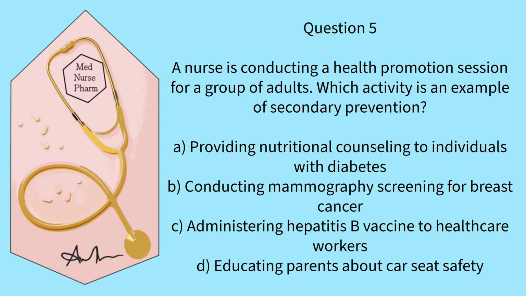Question 5. A nurse is conducting a health promotion session for a group of adults. Which activity is an example of secondary prevention? Providing nutritional counseling to individuals with diabetes, conducting mammography screening for breast cancer, administering hepatitis B vaccine to healthcare workers, educating parents about car seat safety. Pause the video and select your answer.